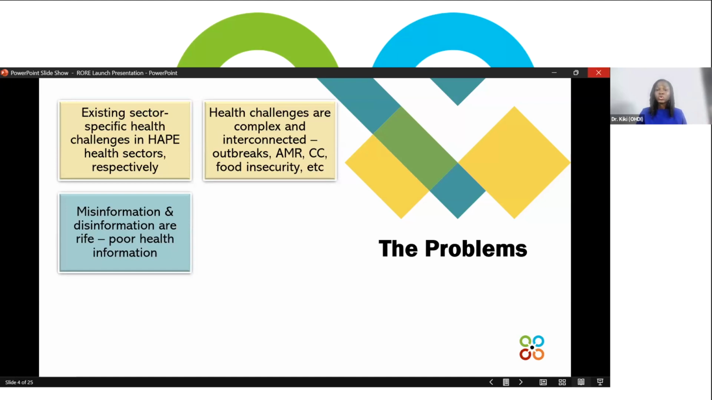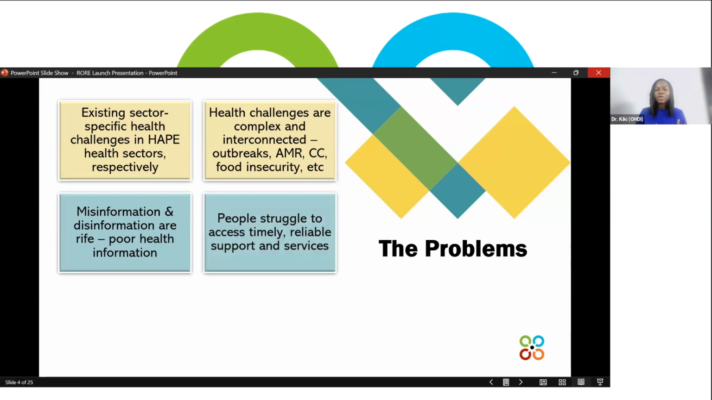Many times people also don't know who to trust or what to believe in terms of health issues, sustainability issues, livelihood issues. This is part of what we have found in the course of our work. We have also found that information, and also access to services, is an issue.